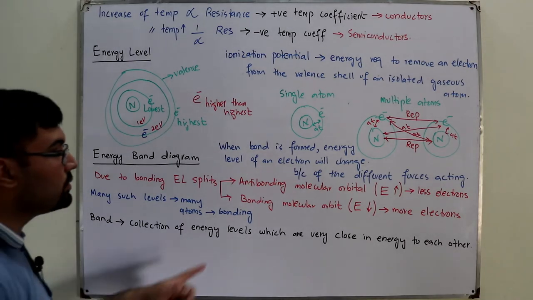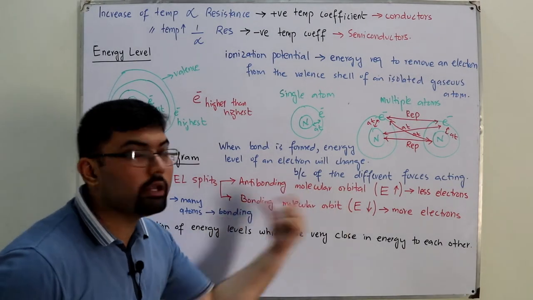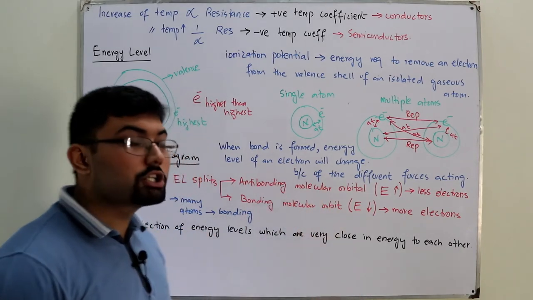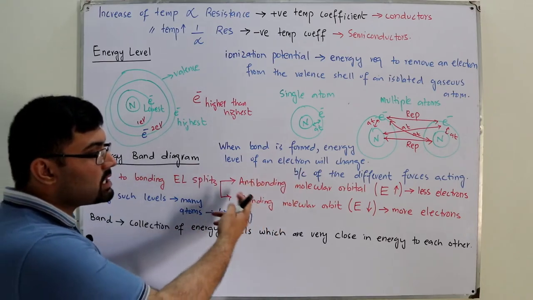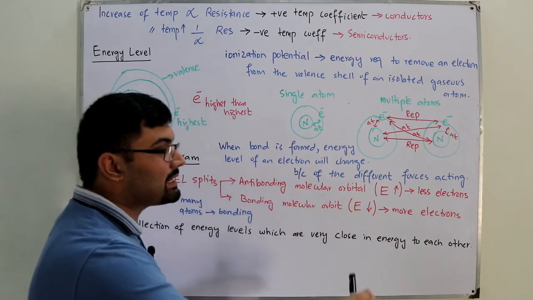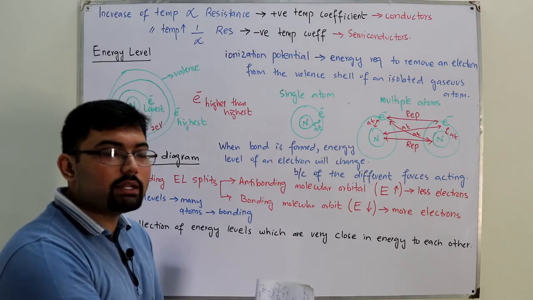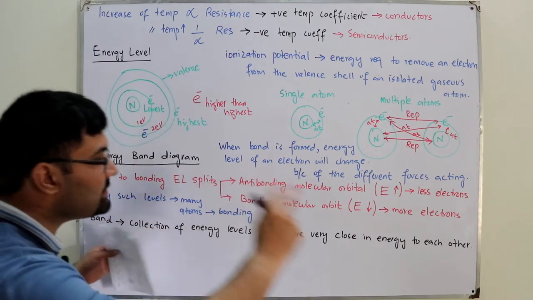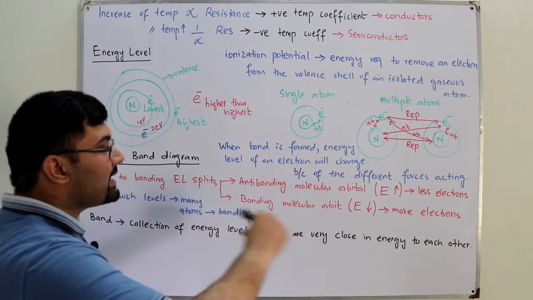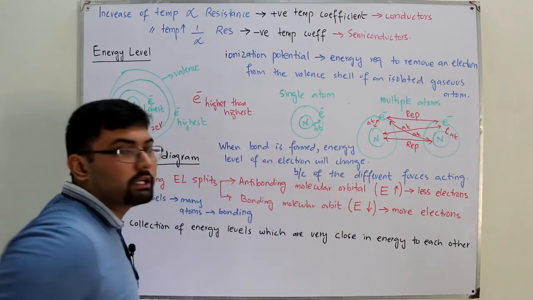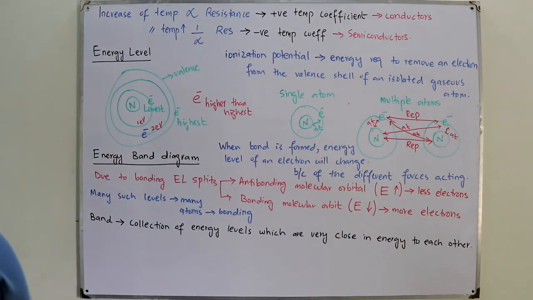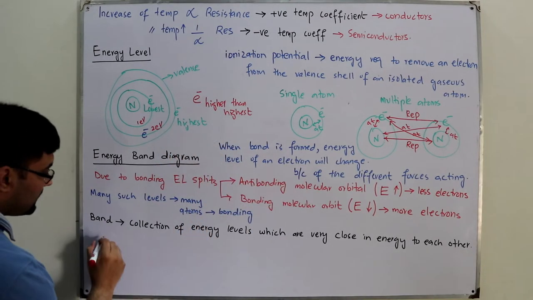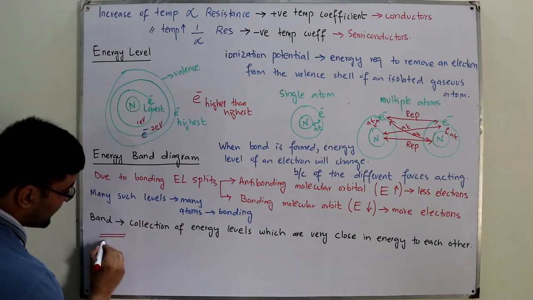So, which means you would have many antibonding molecular orbitals, right? You would have many bonding molecular orbitals. So, the antibonding molecular orbitals of different atoms would have approximately the same energy. Why? Because they are all of higher energy. So when they come together, they form a band of the antibonding molecular orbitals. Fine. Let's say this is the AM orbital of one atom.